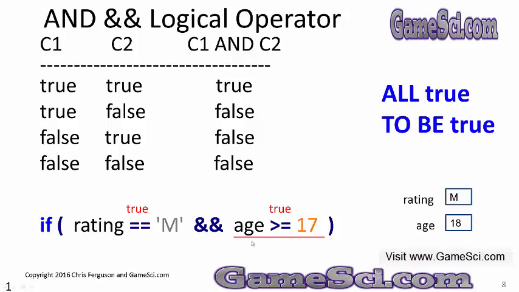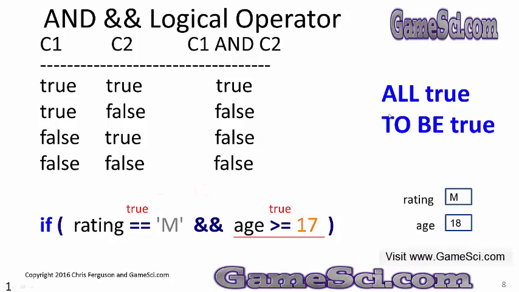Then I'll go over and evaluate the age greater than or equal to 17. Age contains an 18, so this is 18 greater than or equal to 17. That is also a true statement. Turns out both sides of the AND are true.